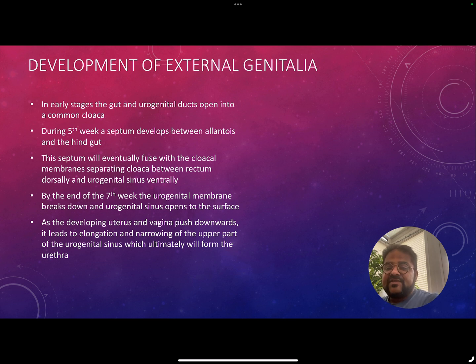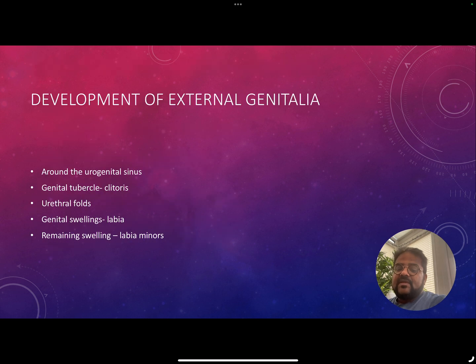By the end of the 7th week, the urogenital membrane breaks down and the urogenital sinus opens to the surface. And as the developing uterus and vagina push downwards, it leads to elongation and narrowing of the upper part of the urogenital sinus, which will ultimately form the urethra. Around the urogenital sinus, the genital tubercle will develop into the clitoris in a female and the glans penis in a male child. The urethral folds will form the urethra.